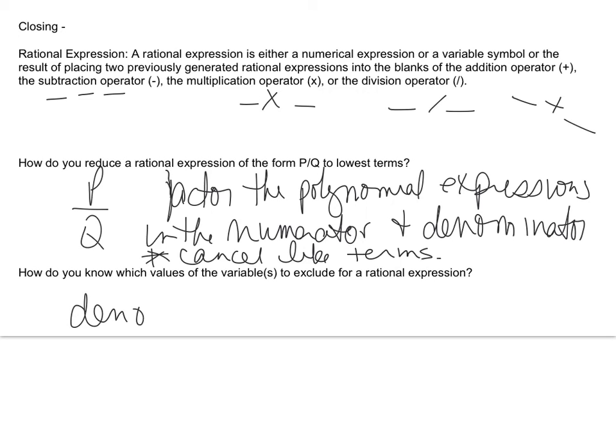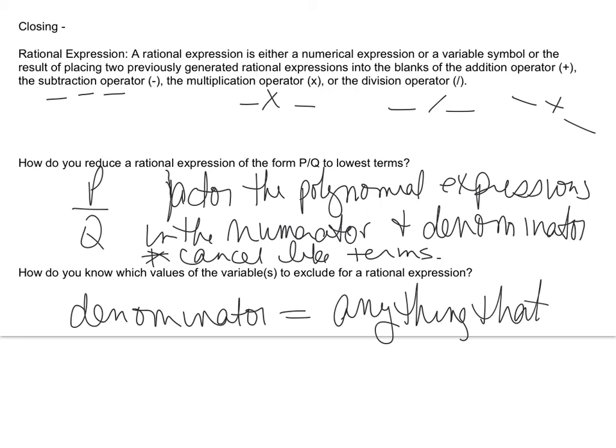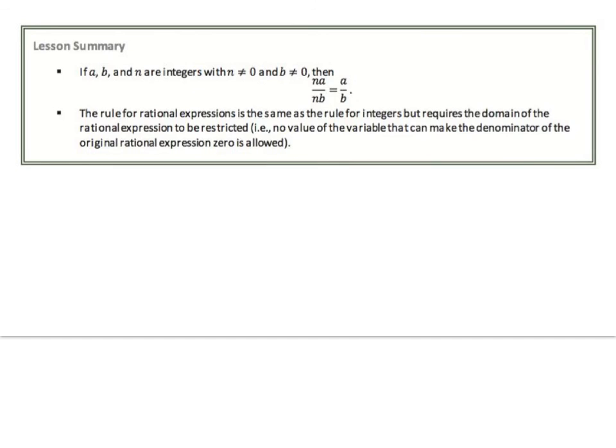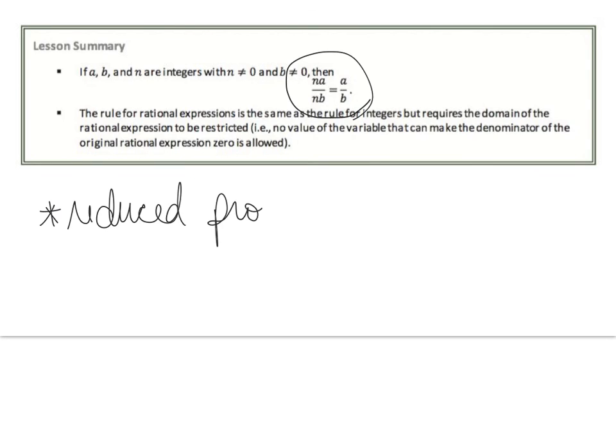You look at the denominator. Anything that makes the denominator 0. Because we cannot divide by 0. Okay, and there's your lesson summary. We really reviewed this in the beginning. So your problem set, I've reduced it. So make sure you asked me before you start working, because there were a lot of problems.